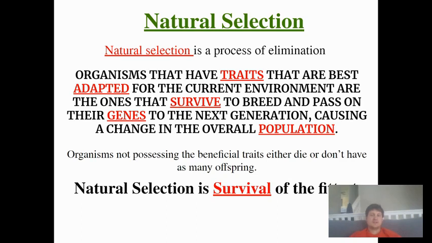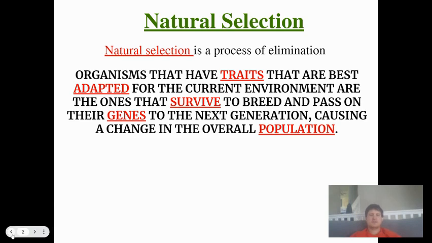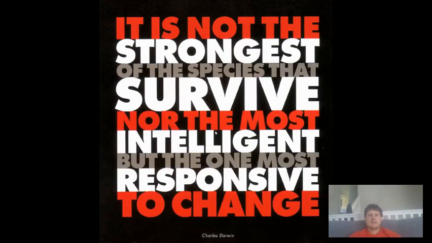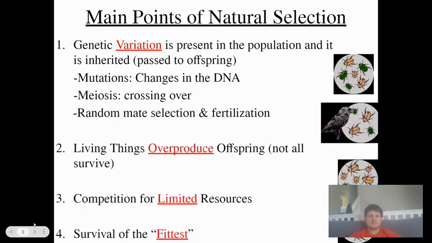Natural selection is survival of the fittest. Biological fitness, by definition, is the ability of an organism to survive and reproduce. So if we go back to our first little slide, it is not the strongest of the species that survive, nor the most intelligent, but the most responsive to change. And we can see that there are some guidelines that natural selection follows.